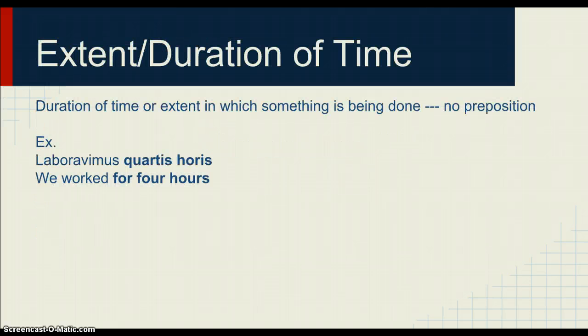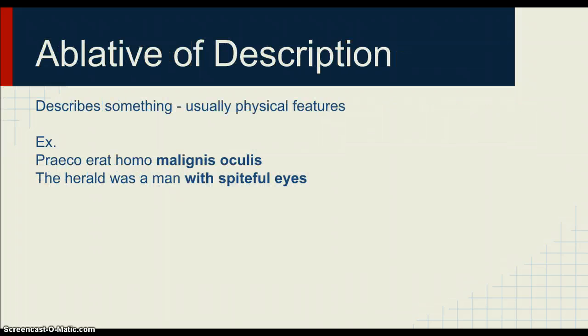Extent or duration of time. This is the duration of time or extent in which something is being done, and this one also does not use a preposition. For example, laboravimus quattuor horas, which means we worked for four hours. So you worked over the time period of four hours, instead of saying we worked during the fourth hour, or on the fourth.